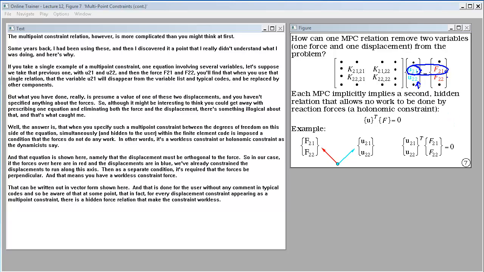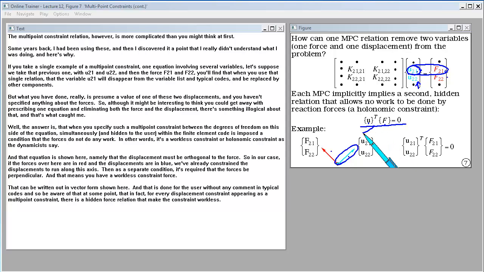In other words, it's a workless constraint, or a holonomic constraint, as the dynamicists say. And that equation is shown here, namely that the displacement must be orthogonal to the force. So in our case, if the forces over here are in red and the displacements are in blue, we've already constrained the displacements to run along this axis.